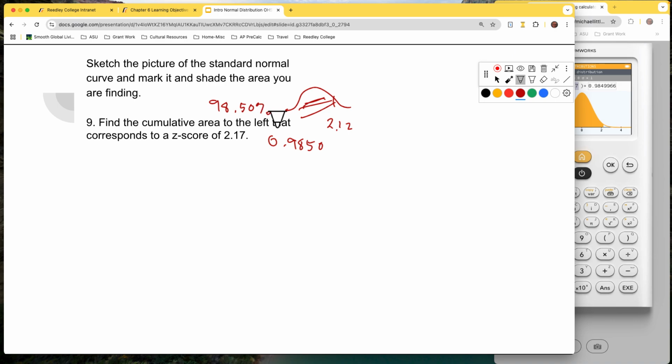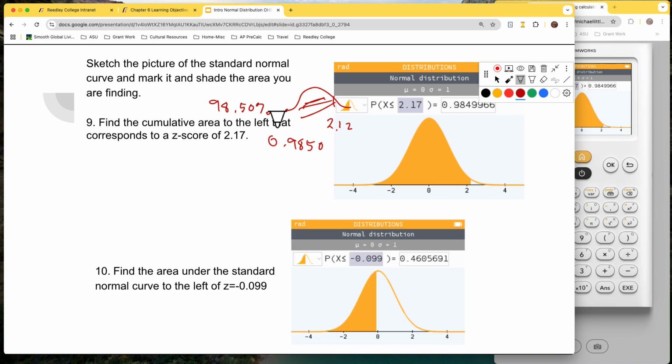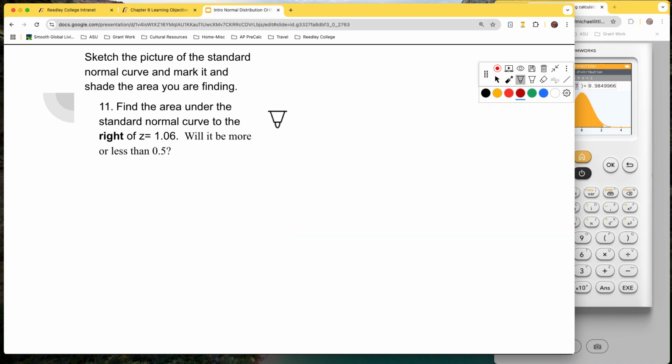Okay, so we're almost done. Let's do a couple more. Find the area under the standard normal curve to the left. We've done a couple to the left, so I'm going to skip over this one because I want to get us to the next one. Find the area under the standard normal curve to the right of z equals 1.06.